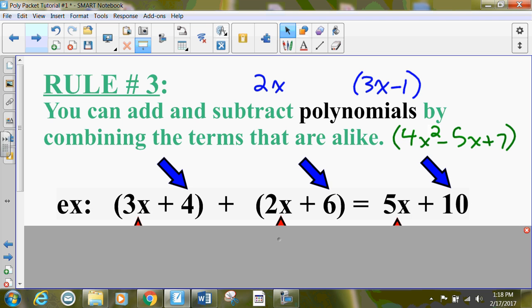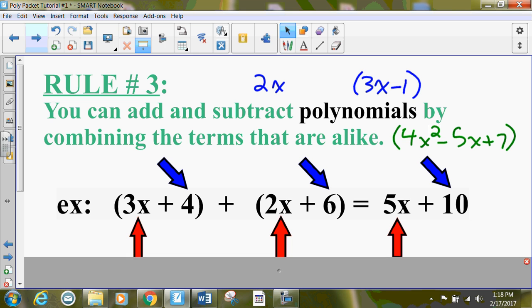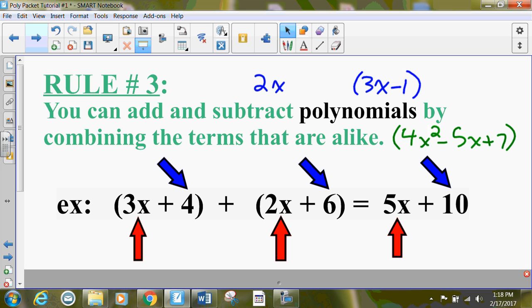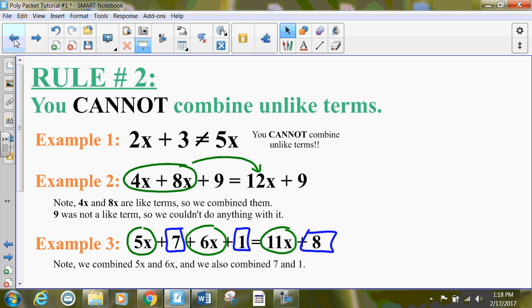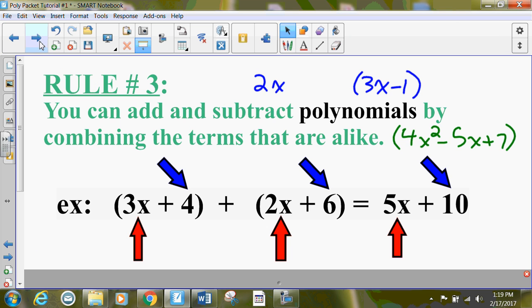So let's say we were given the polynomial 3x plus 4, which is of course a binomial because it has 2 parts. So we were given 3x plus 4 plus 2x plus 6. The parentheses make it look all official, but it's really the same problem as the one we just did in example 3. We're just going to combine the like terms that we can.